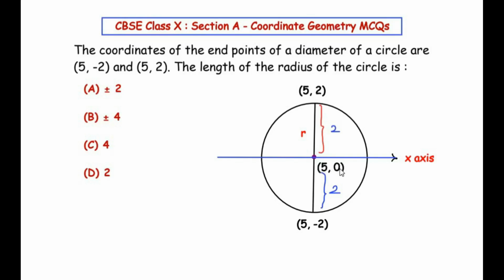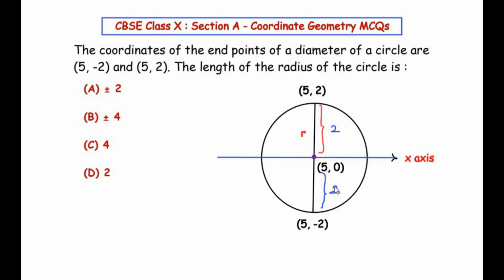And how did we get 0 over here for the y coordinate? Now if you look at the y coordinates of the endpoints of the diameter, it is 2 and -2. So here the y coordinates are equal, but on either side of the x-axis. So this y distance is going to be 2 from the x-axis, and this distance is also going to be 2, and here also the distance from the x-axis is going to be 2.